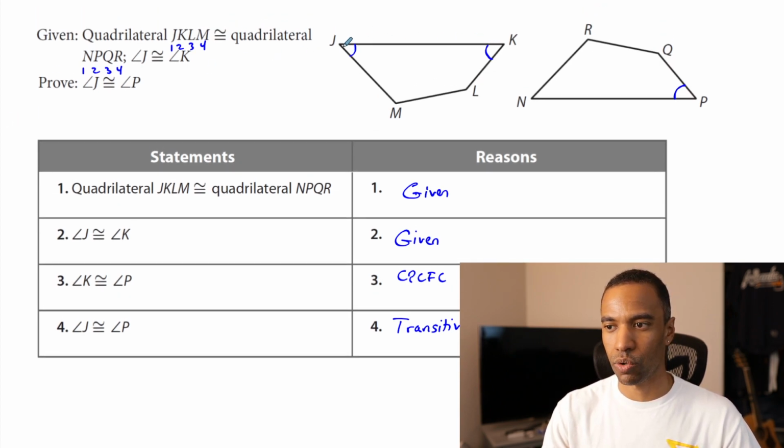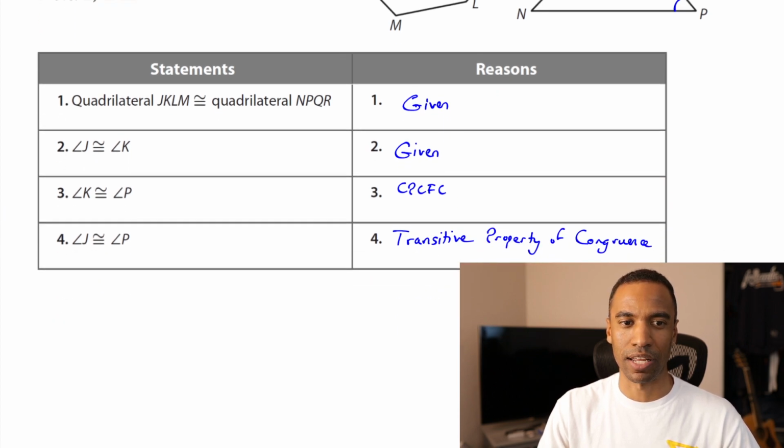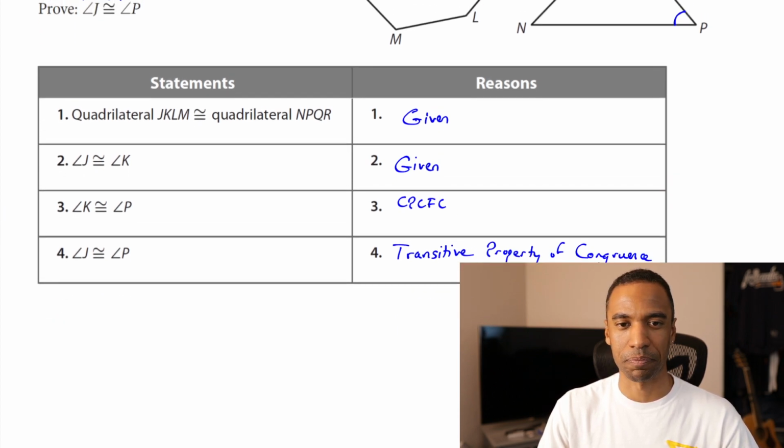We made J congruent to K based on what was given. We knew that K and P corresponded, so they were congruent. Notice how they all have single arc marks. J and P also do as well. Because J is congruent to K and K is congruent to P, J is congruent to P. That is the transitive property of congruence at play there.